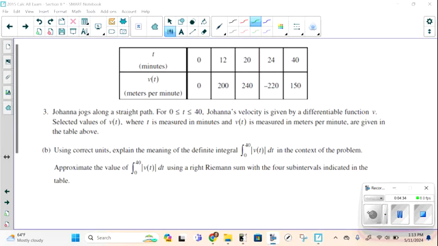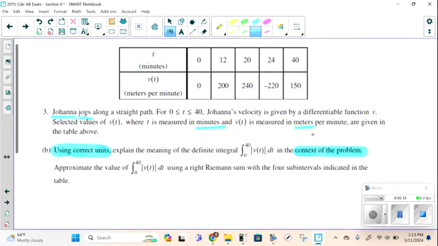3b, using correct units. If you watched 3a, I just spoke about this. Explain the meaning of the definite integral, the integration from 0 to 40 of the absolute value of v of t dt, in the context of the problem. That means we're going to have to mention Joanna and her jogging, and maybe something about minutes or meters per minute. But in the context of the problem means we've got to talk about this woman and her addiction to jogging.